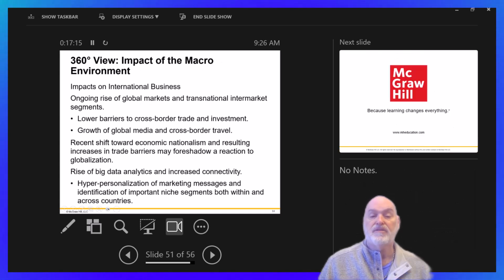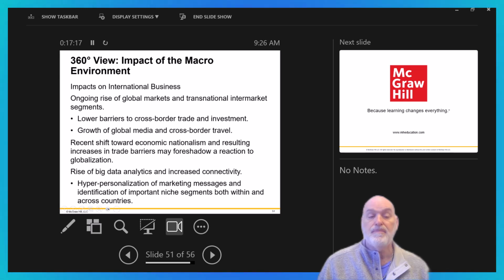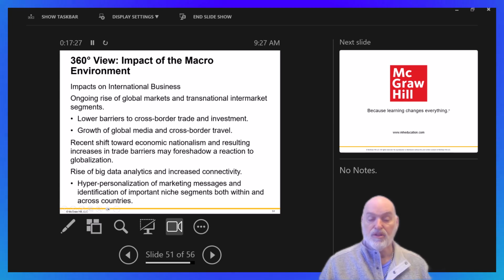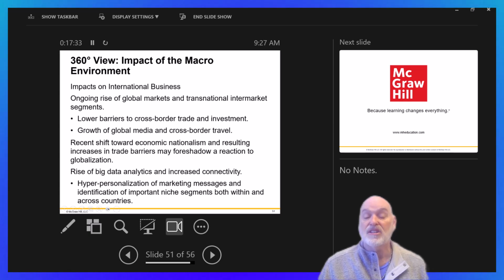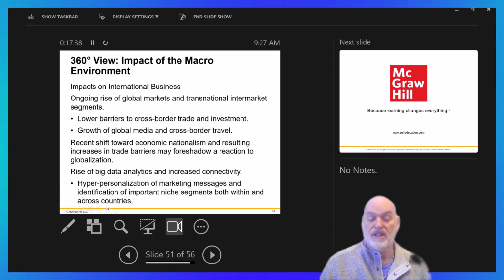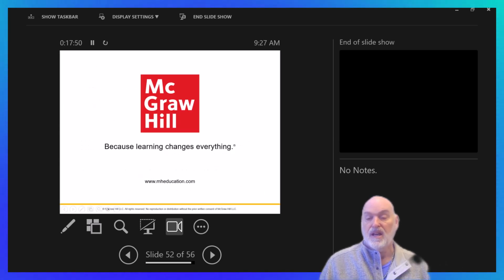The 360 view: impact of the macro environment. Impacts on international business include the ongoing rise of global markets and transnational intermarket segments, lower barriers to cross-border trade and investment, and growth of global media and cross-border travel. The recent shift toward economic nationalism and resulting increases in trade barriers may foreshadow a reaction to globalization. The rise of big data analytics and increased connectivity brings hyper-personalization of marketing messages and identification of important niche segments, both within and across countries.